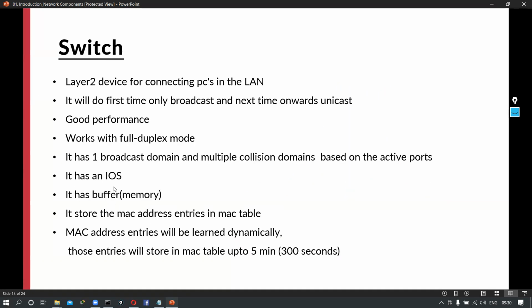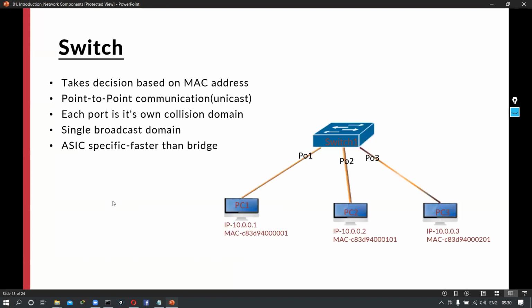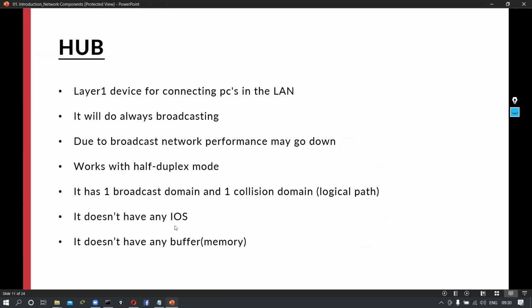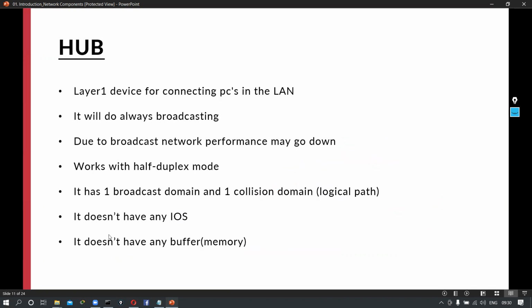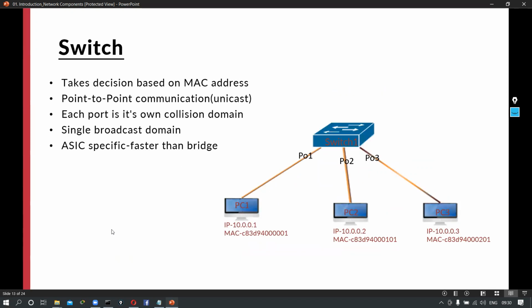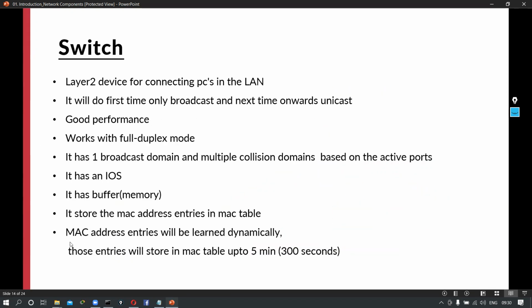It has an IOS, so an OS will be there. It also has memory, but the hub doesn't have any memory. There is no buffer. What about the switch? It has a buffer, memory. That's why it is intelligent. What about the hub? It's not intelligent. Next, in the switch.